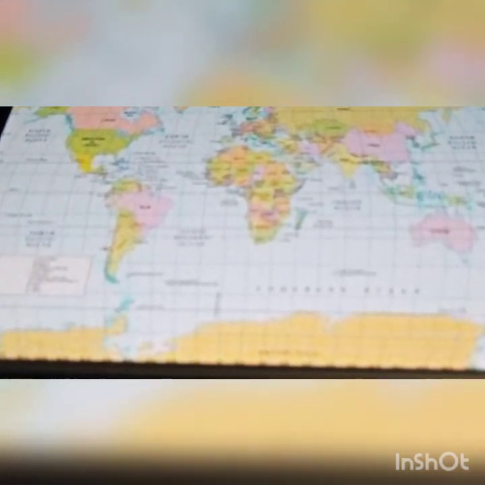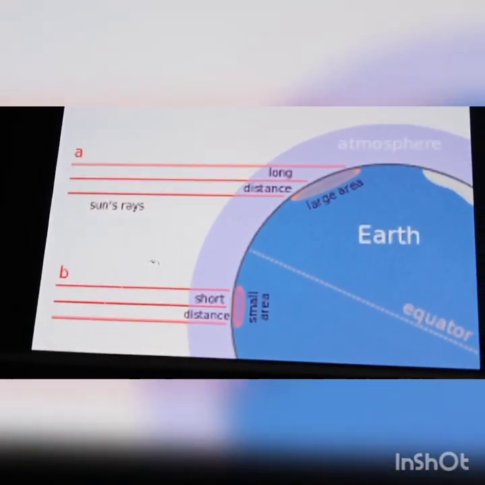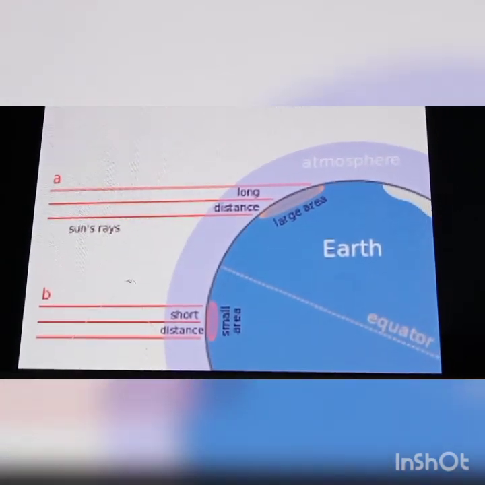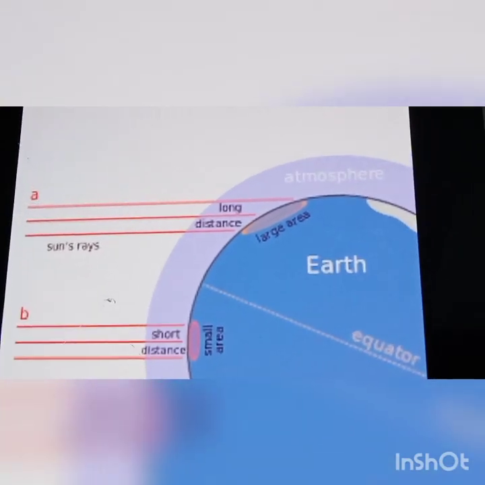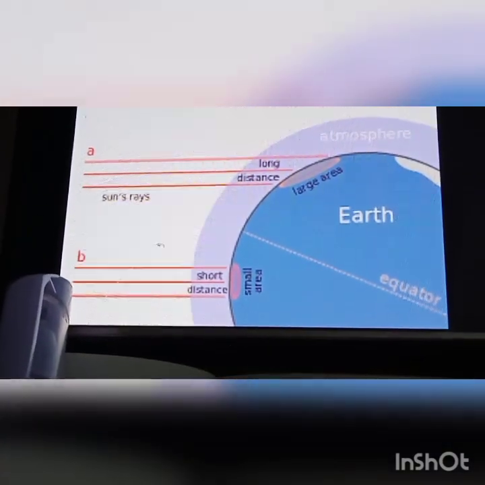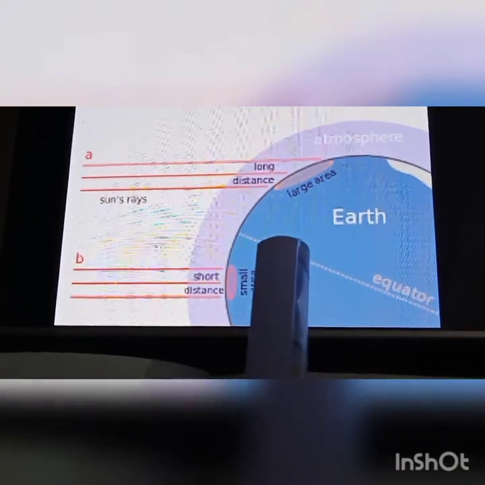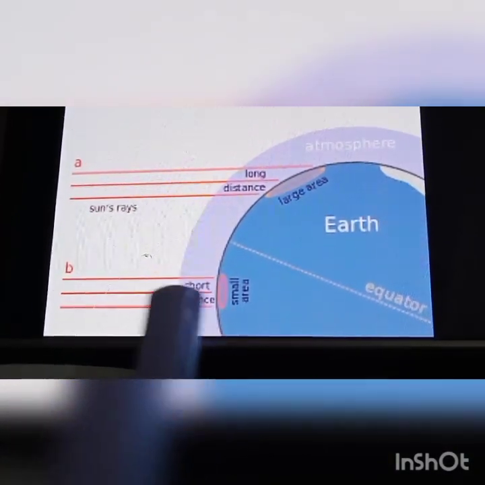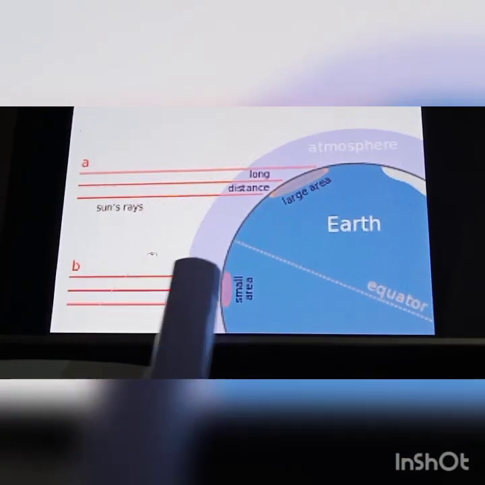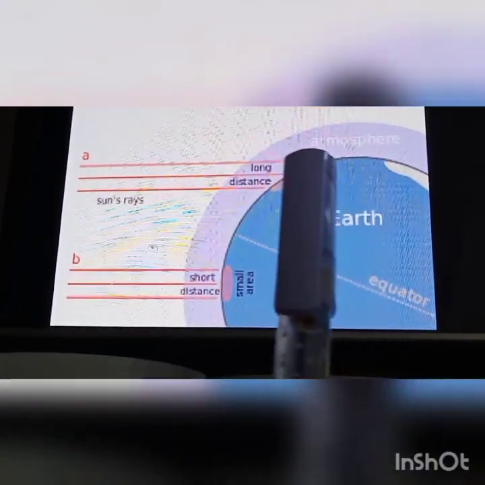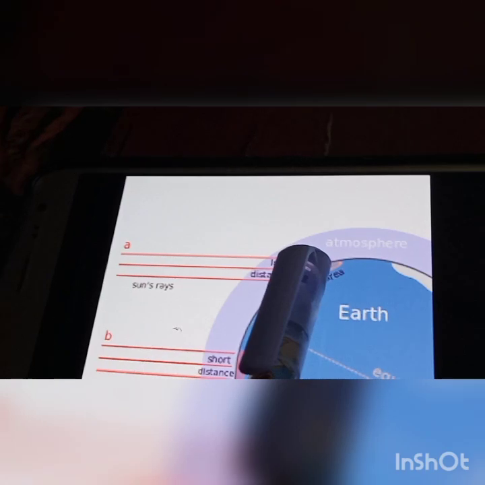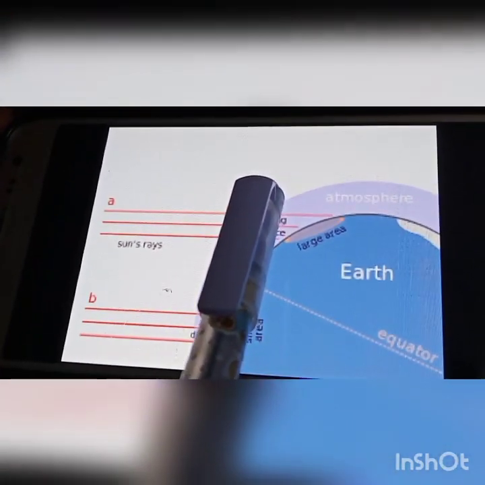And next, some important things. To make you understand, we have got another important diagram showing the impact of the angle of incidence. See here, where is the short distance from the sun? Near the equator. This is the equator, and intensity will be more, the angle of incidence will be more, because of the shortest distance. And if you move to the polar region, there is a long distance, and the angle of incidence will be less.